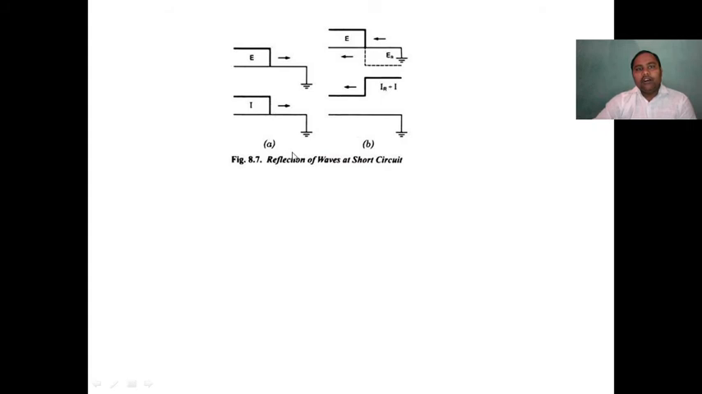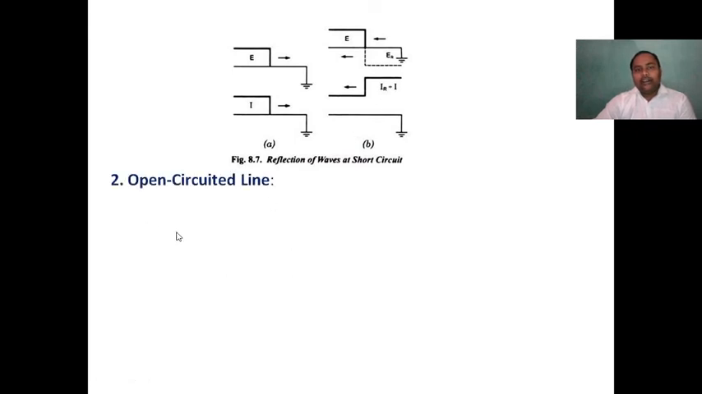This is the reflection of waves at a short circuit. The incident voltage and incident current are traveling from the sending end to the receiving end. Whenever the incident voltage travels in the line, the voltage is not transmitted; it is reflected back. But in the case of current, it becomes IR plus I, that is 2I, because of the short circuit condition.